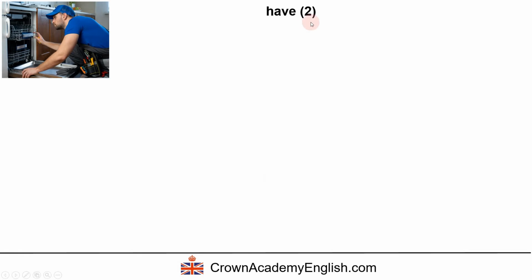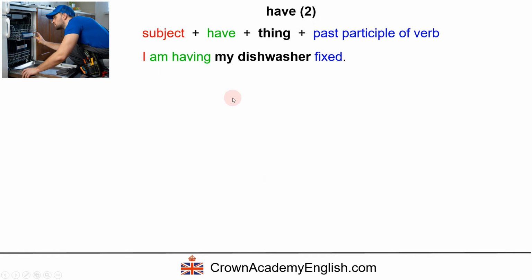So we have a second use of have, and in this use we do not know who is directly doing the action. Example: I am having my dishwasher fixed. So the form here is the subject, have, and this time we have a thing. It is not a person, it is a thing. And then we have the past participle of the verb, not the base form of the verb.